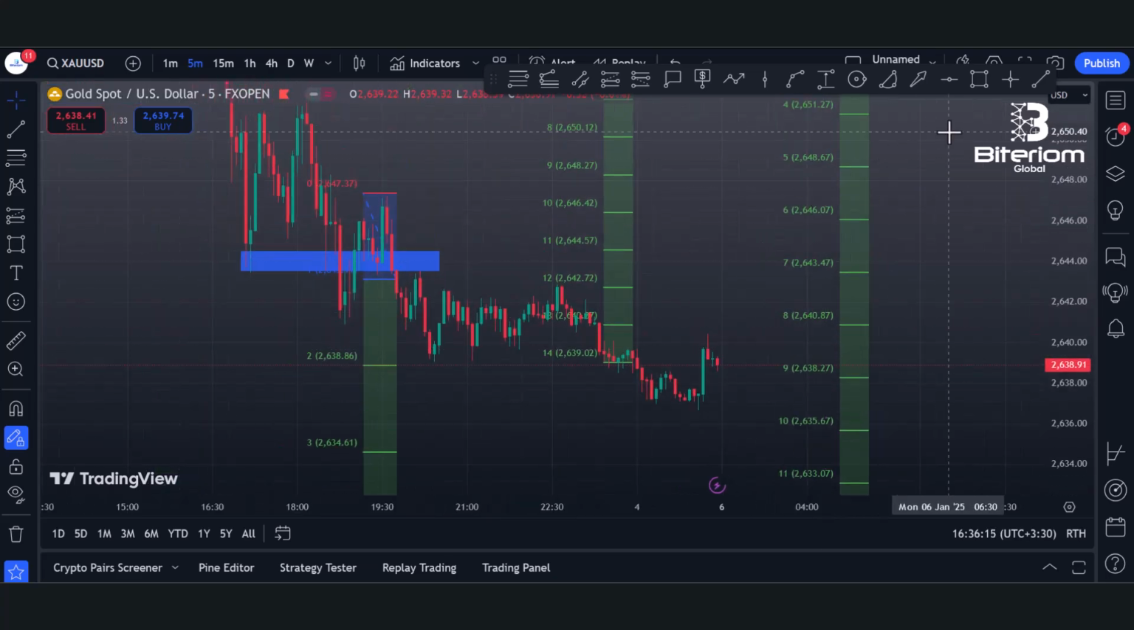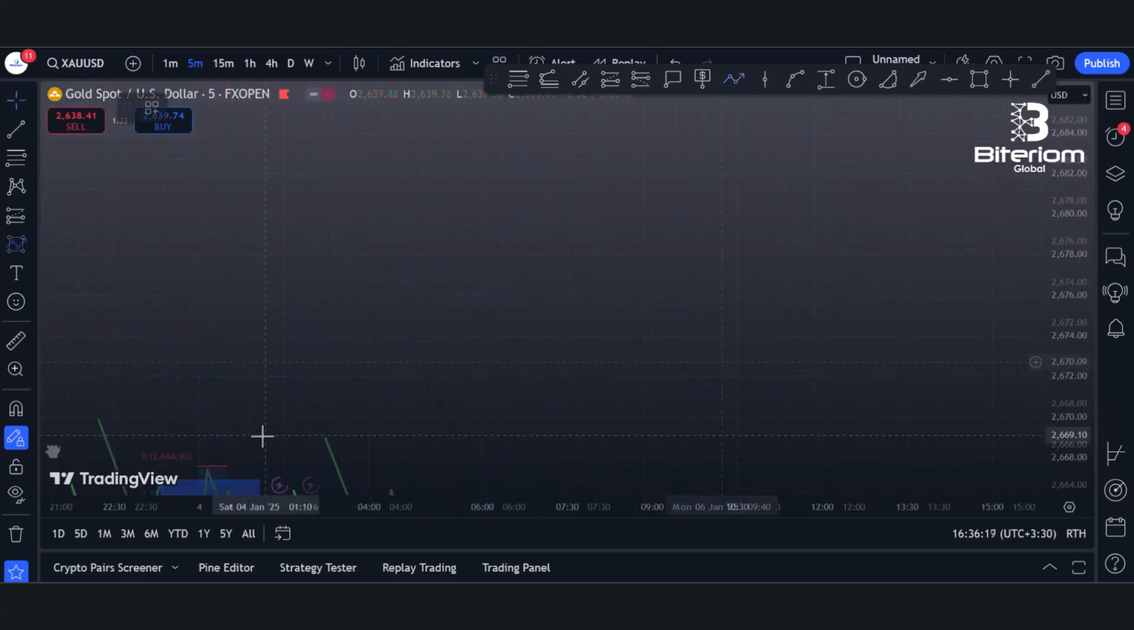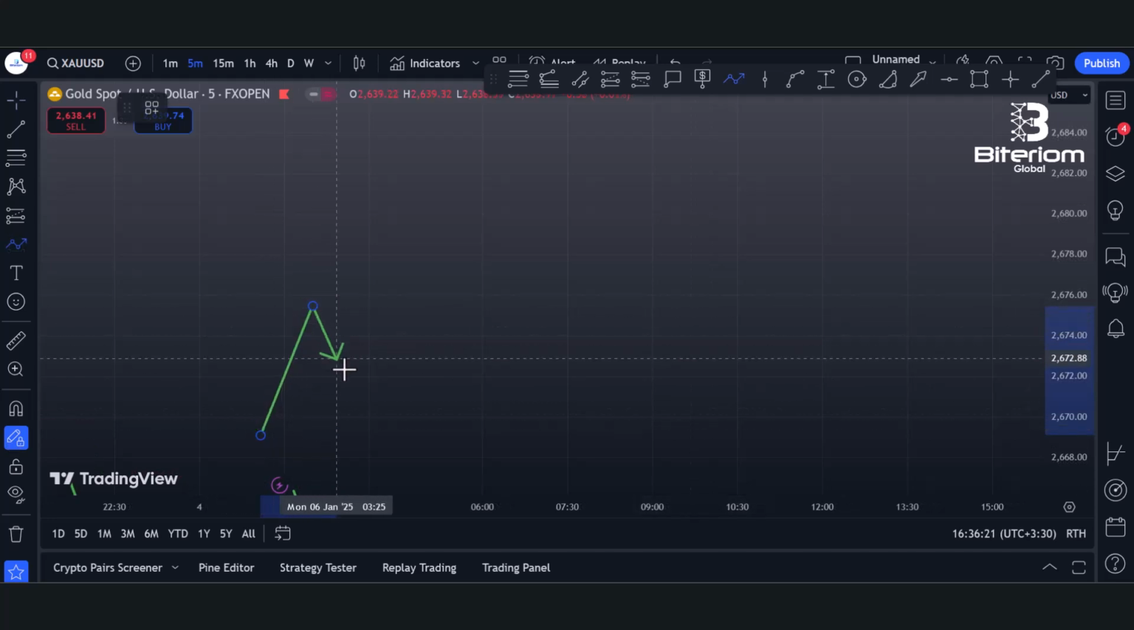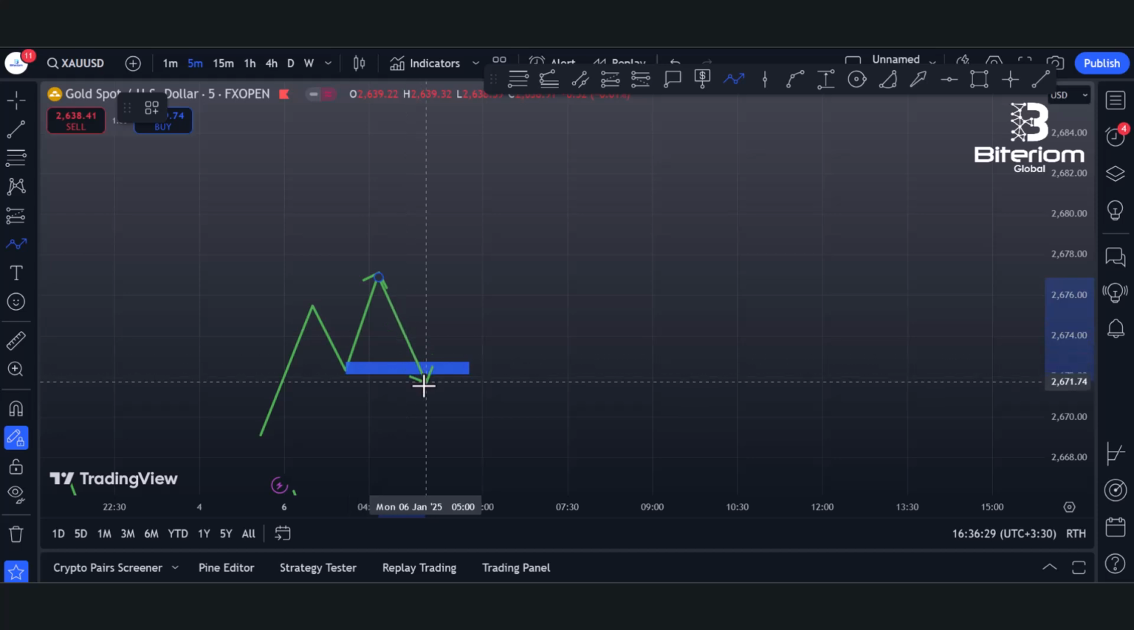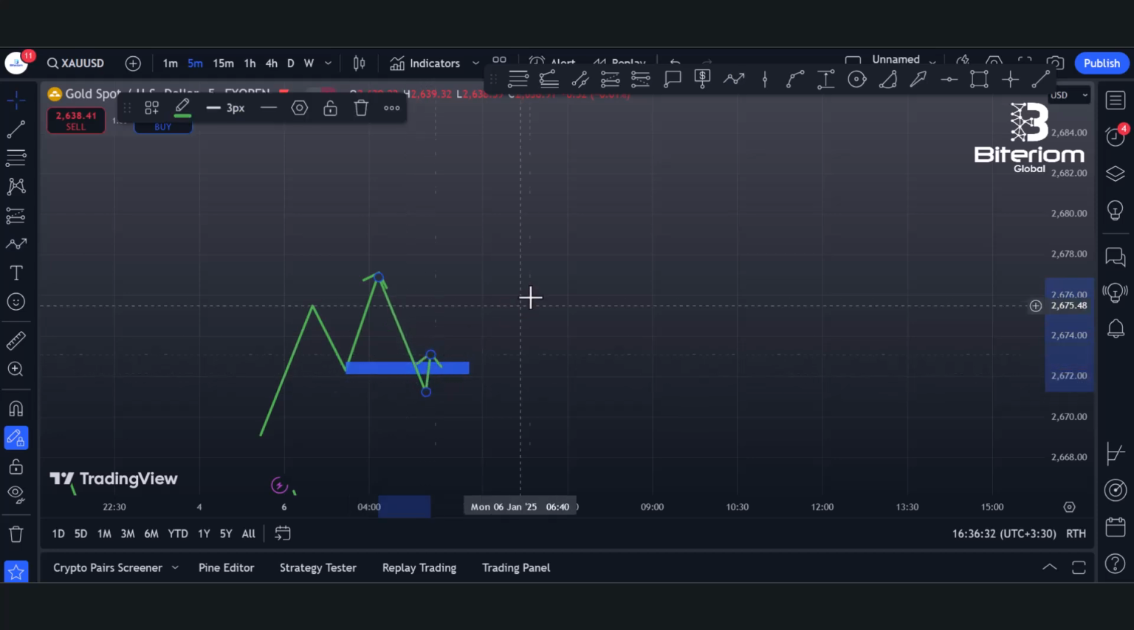Exactly the same for the uptrend. The price had higher highs and higher lows. These lows are very important for us. The price comes down to hunt this zone and returns up. Here I can go with the uptrend too.